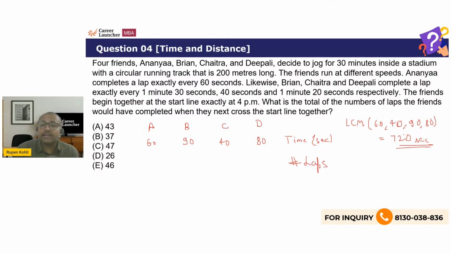Obviously, we can get that by dividing this total time with the time period of each person, right? So 720 by 60, 12. 90 into 8 is 720, so B would have completed 8 laps by now. 40 into 18 would be 720, right? And 80 into 9 would be 720. So just add this, that is your answer, right? 12 and 8, 20. 18 and 9, 27. 20 and 27, 47 laps in total would have been completed.